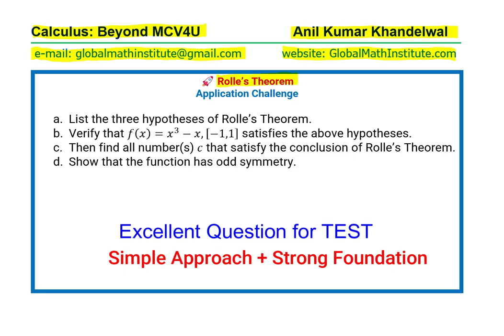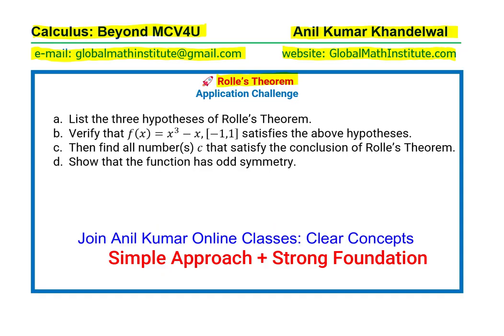It's an application problem which is seen in test papers. In my book, I've discussed previous 10 years questions that will help our students to get excellent marks. The question here is: list the three hypotheses of Rolle's theorem, verify that f of x equals x cubed minus x in the closed interval minus 1 to 1 satisfies the above hypotheses, then find all numbers c that satisfy the conclusion of Rolle's theorem.